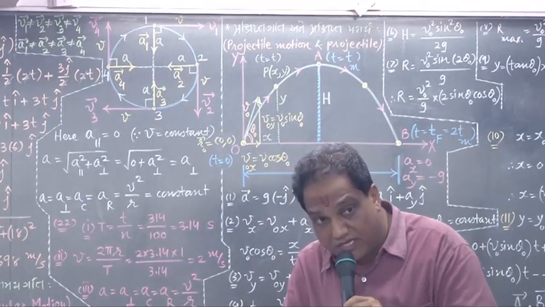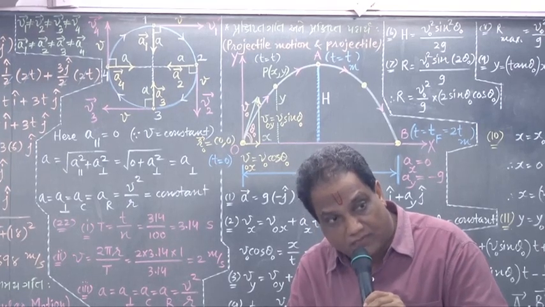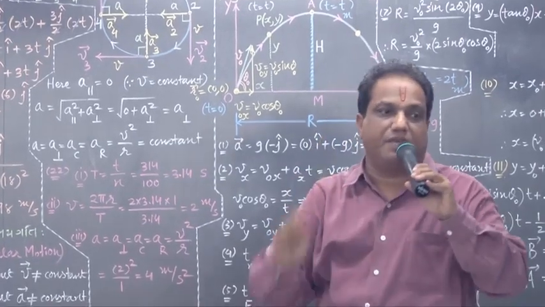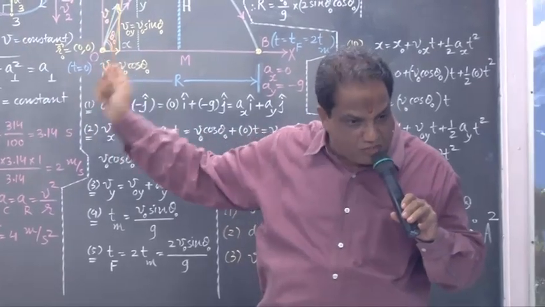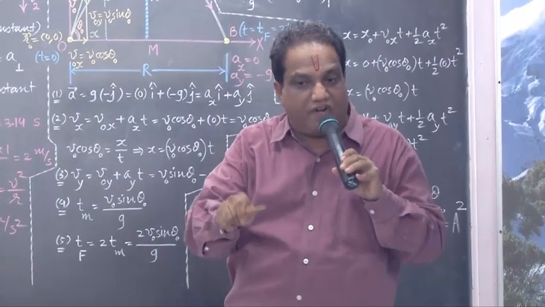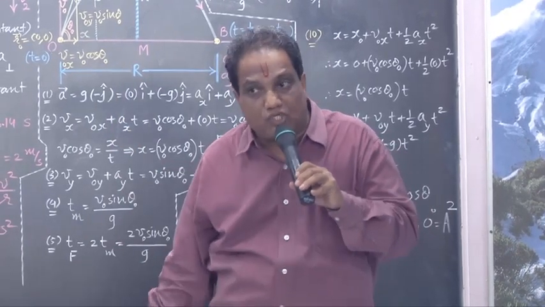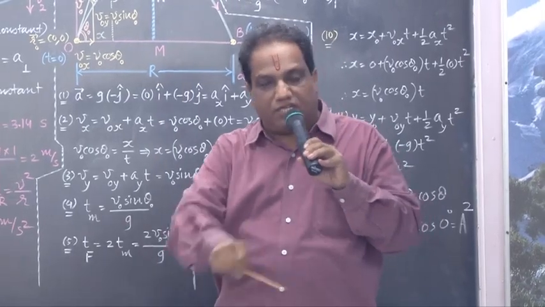A vector remains constant provided both its magnitude and direction remain the same. Here the magnitude of velocity, that is speed, is constant. But so far as direction is concerned, direction keeps on changing. So the velocity vector is not constant.